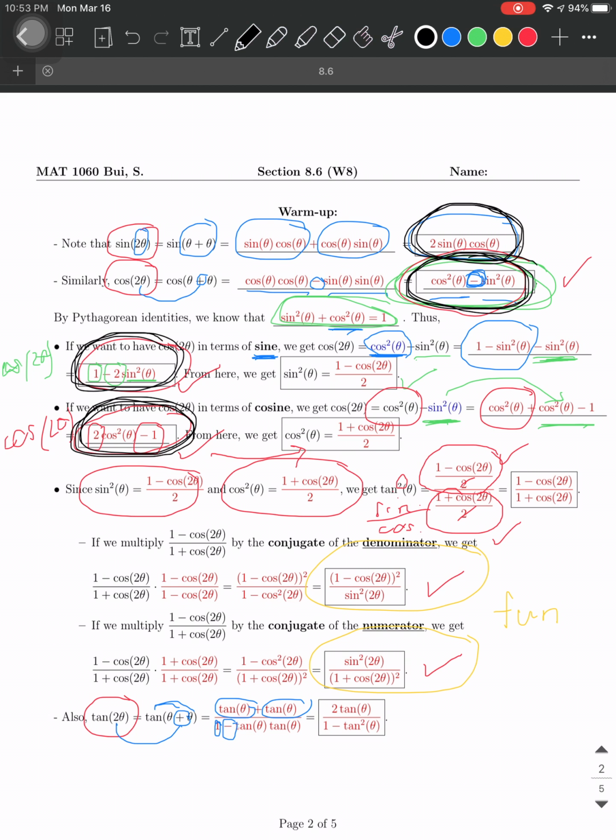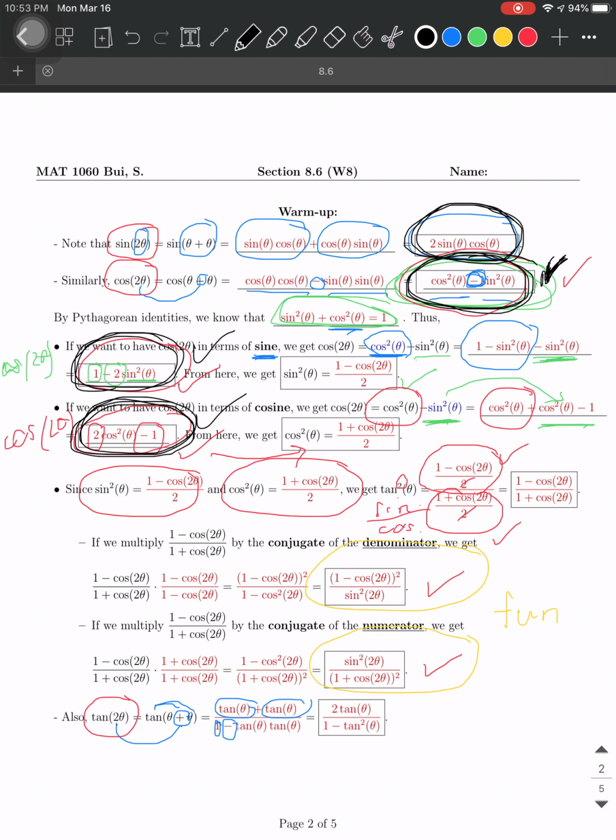In my opinion, as long as you remember the first formula, which is this one right here, the other two, this one and this one, you can derive them. It's not going to be that difficult, especially since you already learned how to manipulate the Pythagorean identities. So don't waste your time memorizing all three of them. You actually just want to memorize this one, okay?